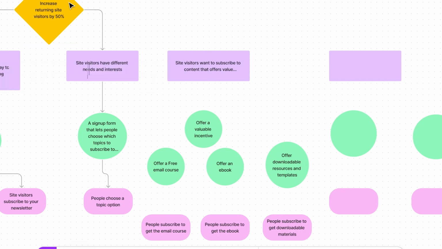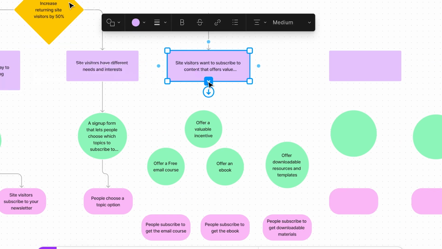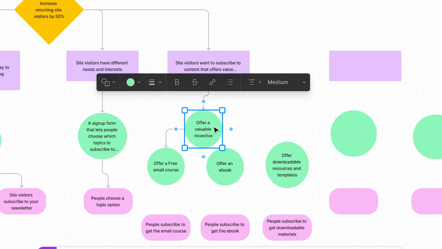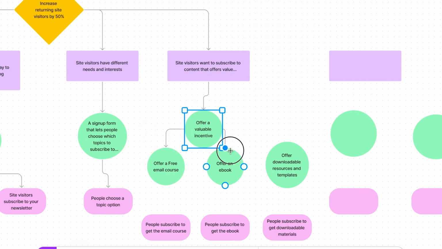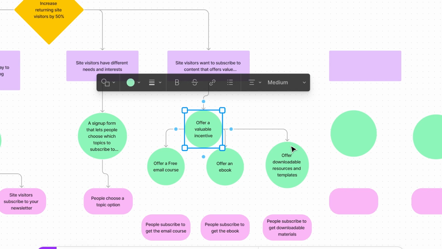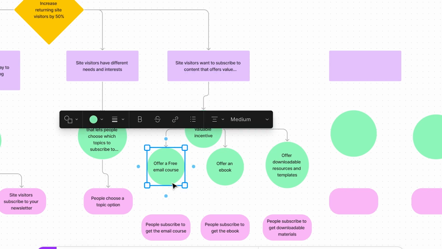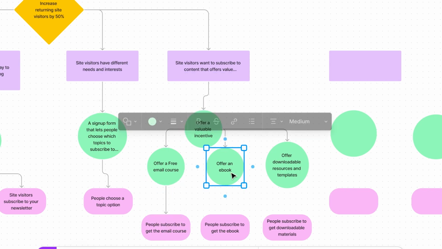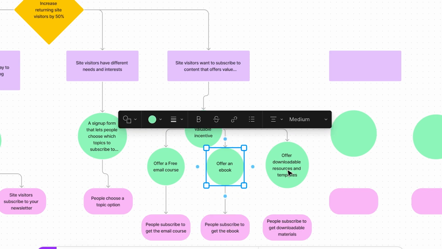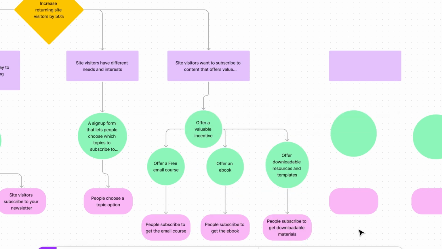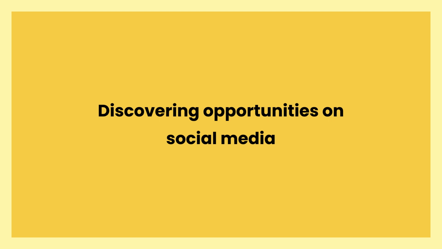Finally, site visitors want to subscribe to content that offers value. We can link this opportunity to a solution, offer a valuable incentive. This can be an email course, an ebook, or downloadable resources and templates that people would exchange for an email. Suppose people do leave their emails to get this valuable content from us. In that case, we can develop a strategy to encourage them to return to our website and even convert into customers.